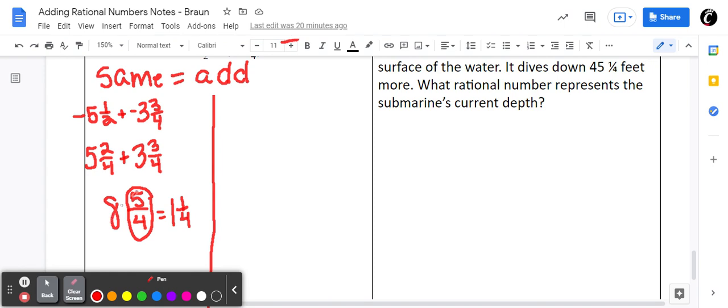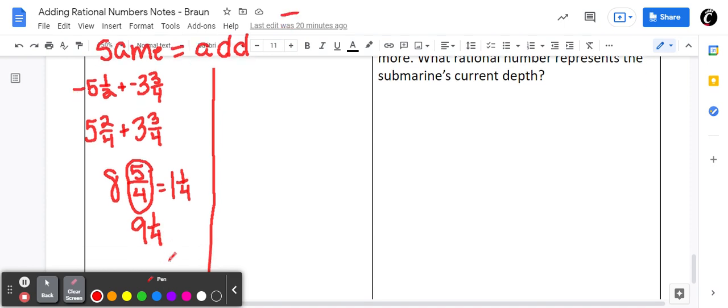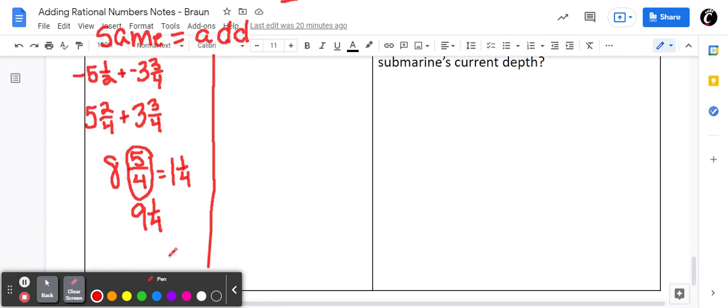So I want to add my 8 to my 1 and 1/4, and that's going to give me 9 and 1/4. And then once I look at that, I also need to make that negative because I said my answer is going to be negative. So this is negative 9 and 1/4. So that is my final answer.